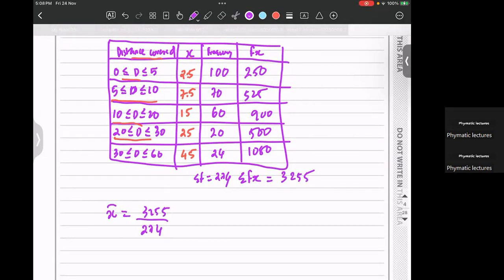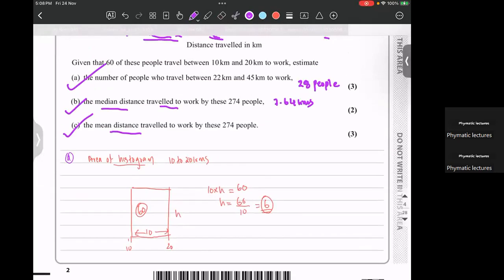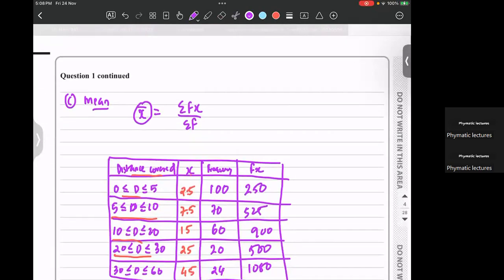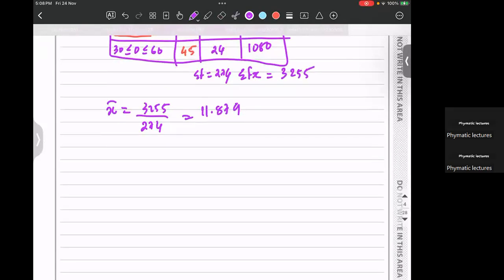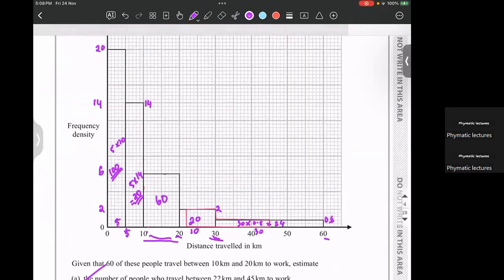3255 divided by 274, we will get 11.879. The question doesn't specify any rounding, but we will keep three significant figures. So we can say 11.9 kilometers. So the mean value for this is 11.9 kilometers.